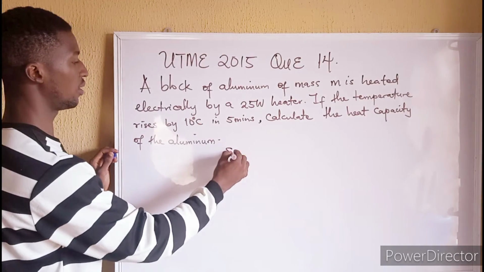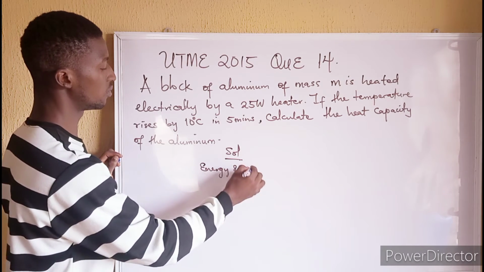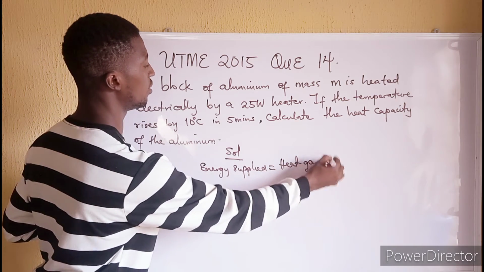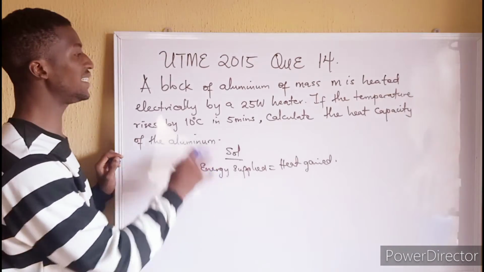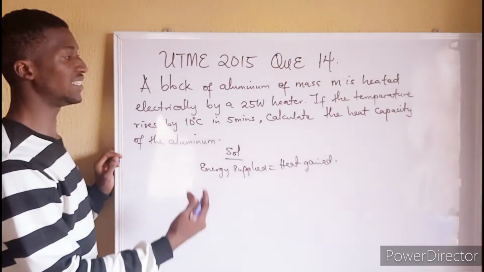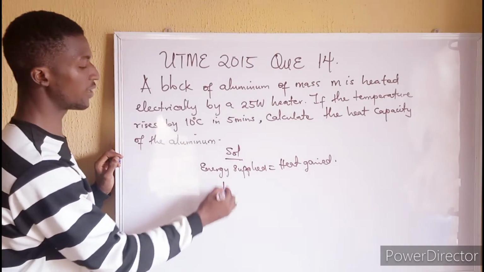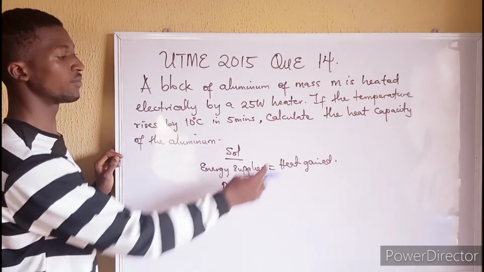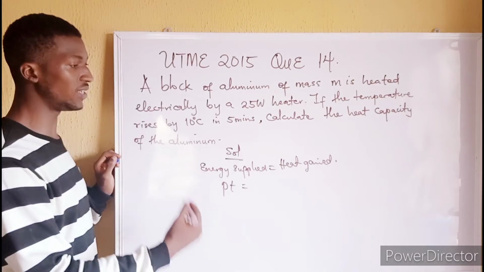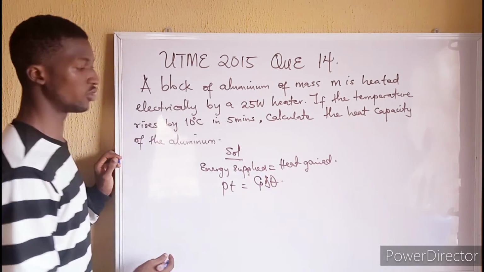Metal block. So we say, as we said earlier, that energy supplied is equal to heat gained. But here now, the energy supplied is in form of electrical energy. So here we consider the parameter of electrical energy that was given. We were given the power and we were as well given the time. So I will take PT equals, here we are asked to calculate the heat capacity, not specific heat capacity of the aluminum. So here we're taking it to be C subscript P, and we have change in temperature.